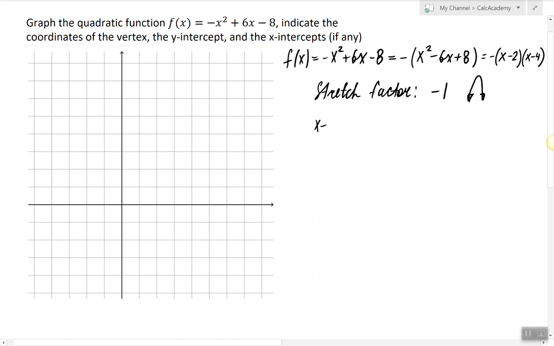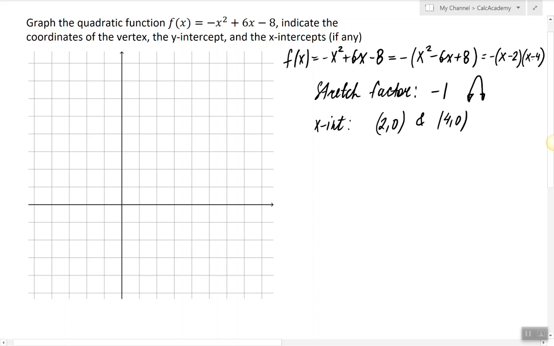Now, the next thing is x-intercepts. They are (2, 0) and (4, 0). I simply read it off the equation. It's what we subtract from x that becomes the x-intercept, where the y value is 0.